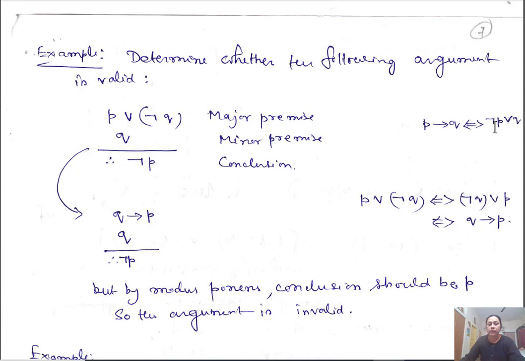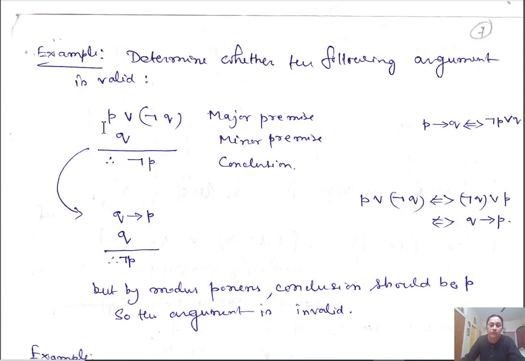P or negation of Q is the same as negation of Q or P. This is the commutative property. Negation of Q or P is equivalent to Q implies P, because of this equivalence. So this disjunction can be written as the implication Q implies P.